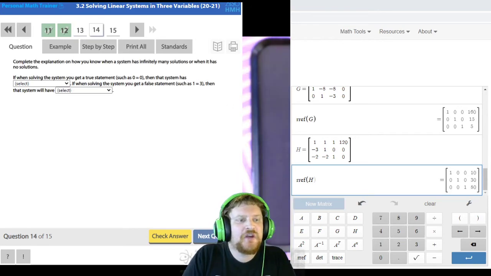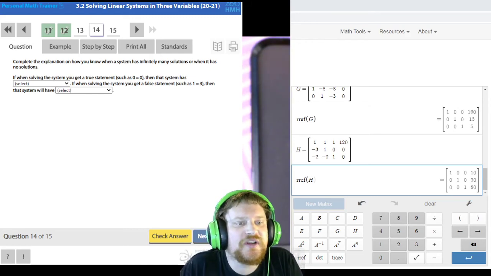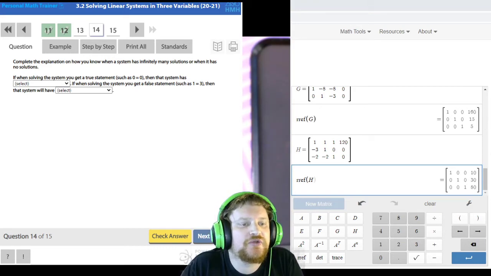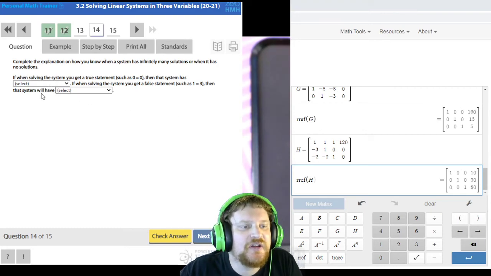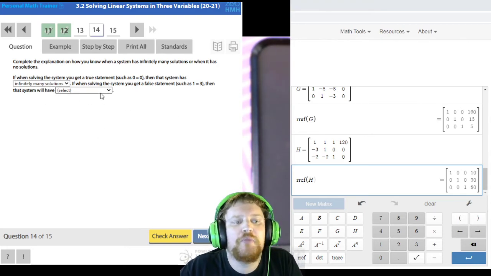14. Complete the explanation on how you know when a system has infinitely many solutions or when it has no solutions. If when solving the system you get a true statement such as 0 equals 0, then that system has infinite solutions. But if when solving the system you get a false statement, then you have no solutions.